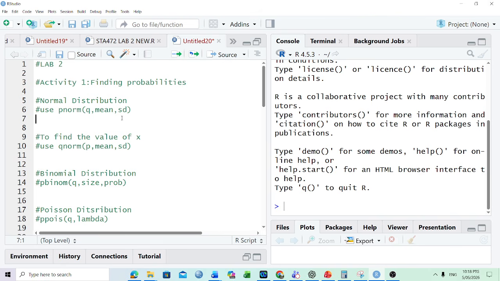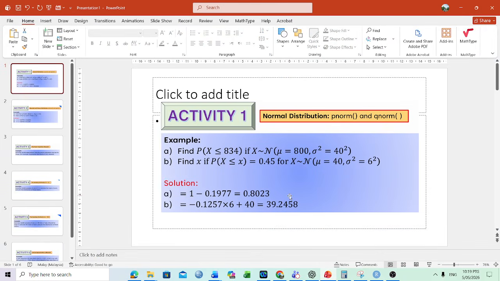Hello everyone. For this session, we will start by calculating probabilities for different distributions using our built-in functions. For normal distribution, we use pnorm. In brackets, you need to have three values, for example q, which is the x value, the mean value, and the standard deviation value, in order to find cumulative probability. For example, let's say that we have this sort of question.